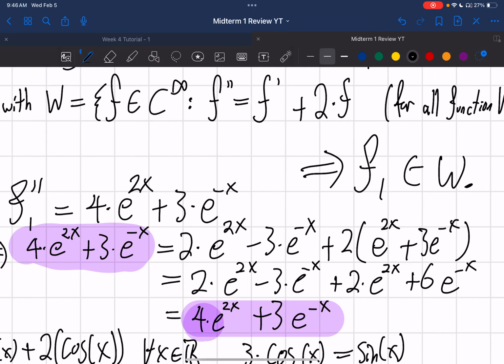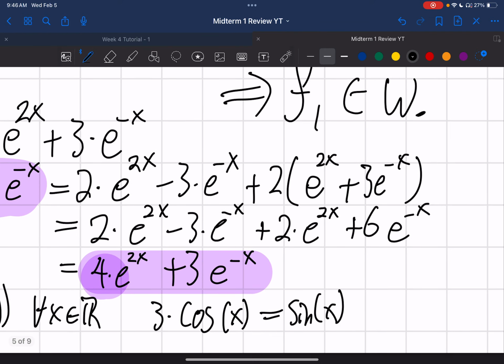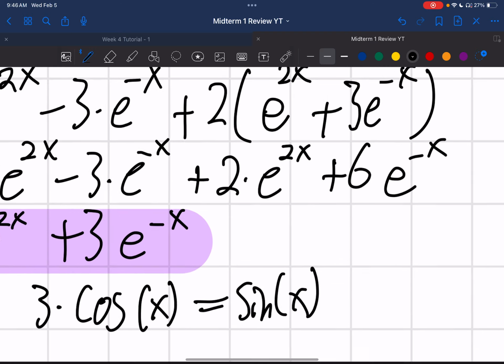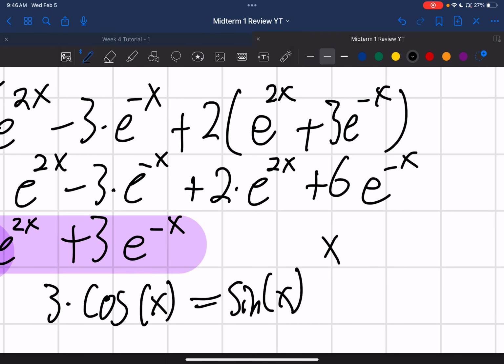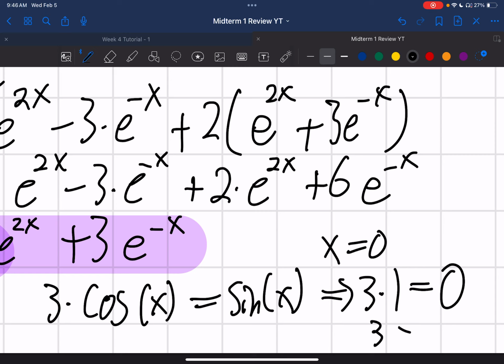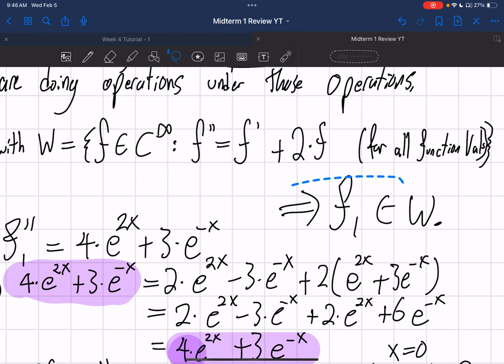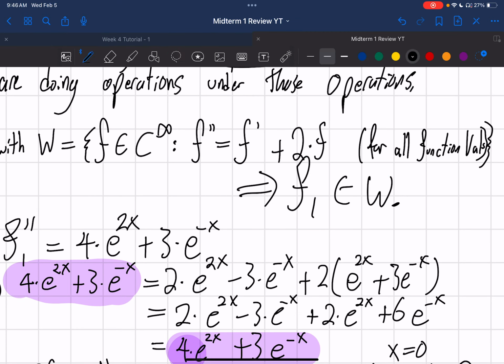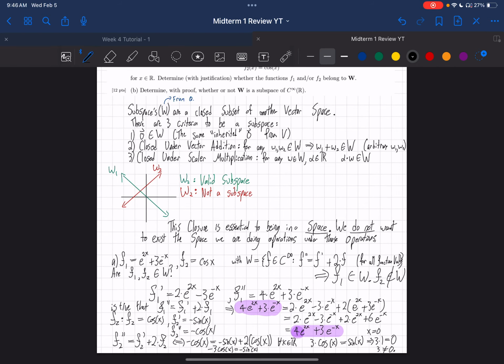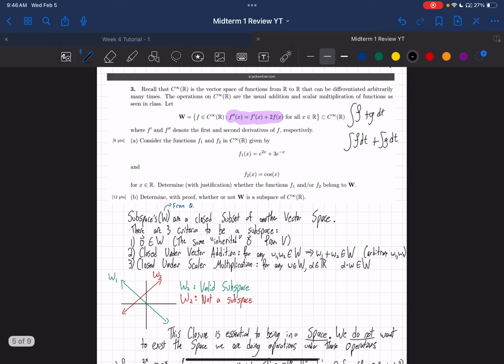Now, since cos and sine are the same exact function, just shifted from each other, I think it's pretty clear that if we check at x equals 0, if this is true, that would give us that 3 times cos of x is 1, sine of x is 0. We clearly do not have 3 equal to 0. Therefore, we'll just add it up here. Sorry for being a little messy here, but f1 is an element of W, and f2 is not an element of W. Okay, so we just proved some basic stuff.